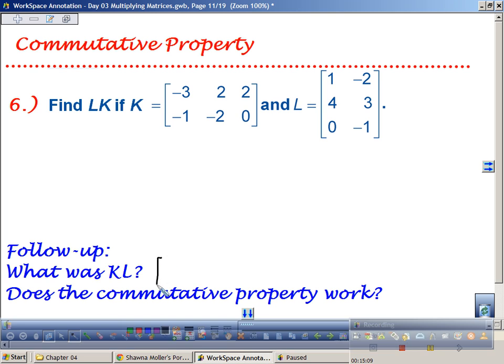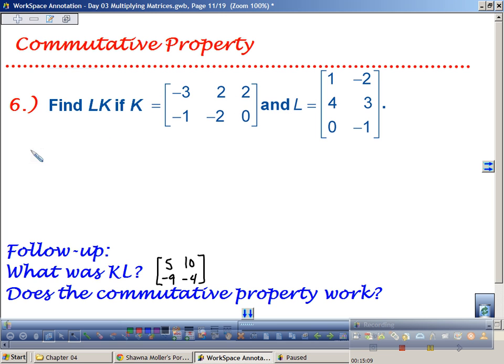KL is, you guys get what I say by KL? K times L? 5, 10, -9, -4. So let's find out what L times K is. That would be the commutative property, right? K times L and L times K.